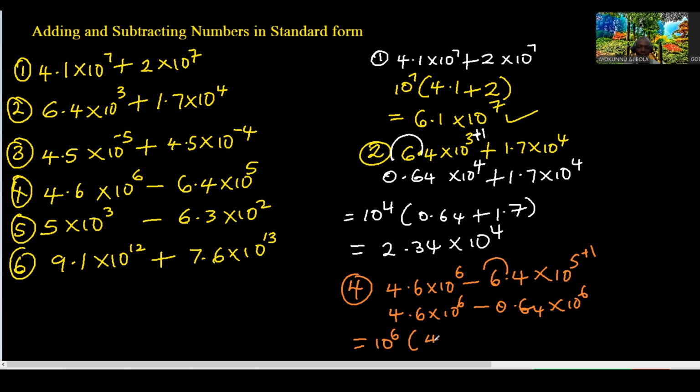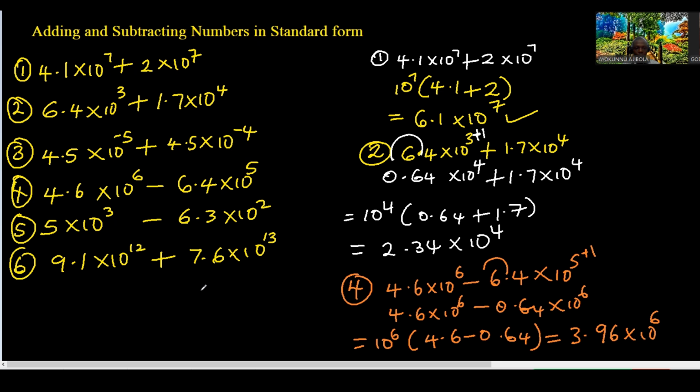I now have 4.6 minus 0.64. And this is what I'm going to subtract. Then my final answer to that will now be the 4.6 minus 0.64. So that's going to be 3.96 times 10 raised to power 6.